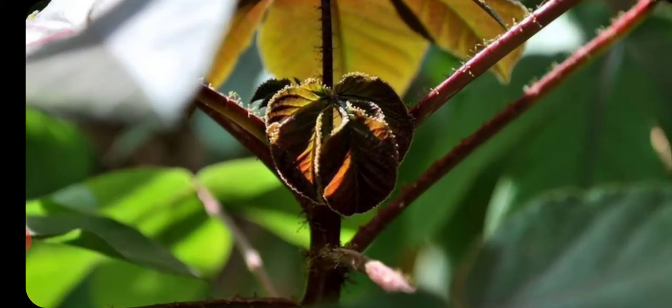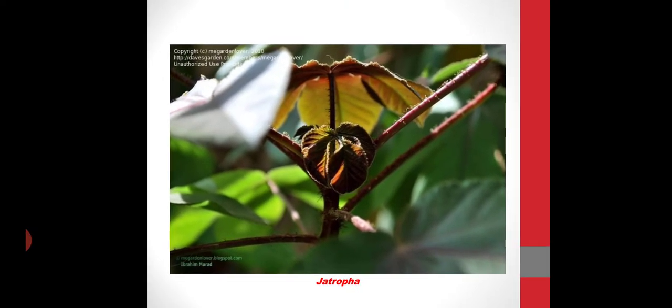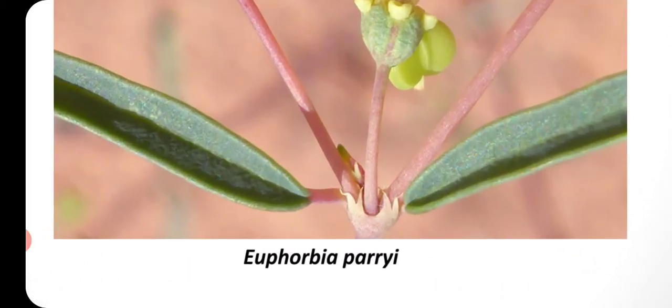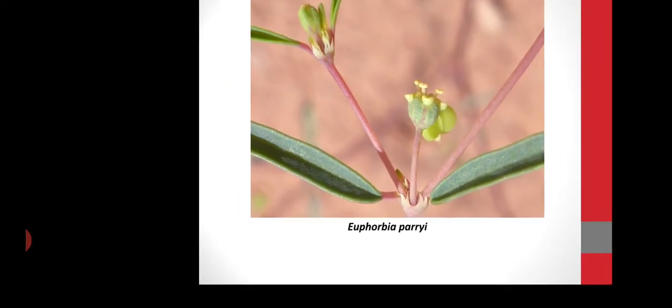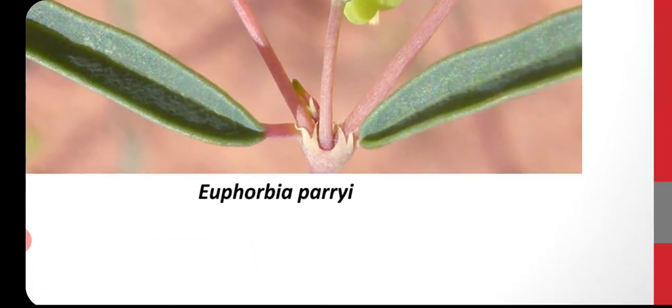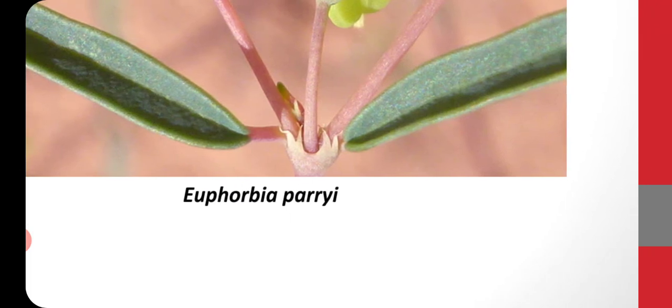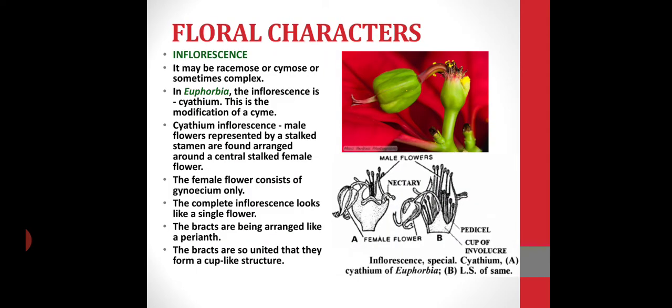Here a photograph is there. This is a close up view of this Jatropha plant. Here we can see in the shady part that the stipules are highly branched. Here we can see those hair like branched stipules. Okay, and here this Euphorbia species, that is Euphorbia parai. Here the stipule is sometimes glandular and spinous. See this bulged portion, it is acting like glands, and that protruded portion of the glandular stipules also has small spines. So this is the species Euphorbia parai, and up to this we have seen the vegetative characteristics.